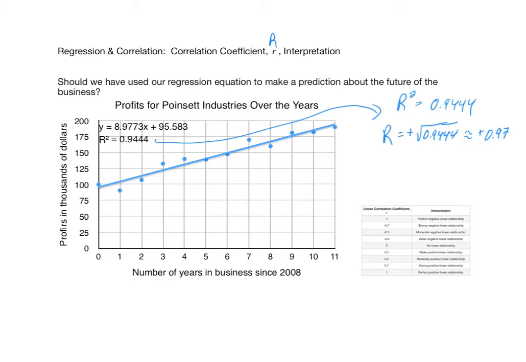Now, should we have used our regression equation to make this prediction in the first place? We used the equation to make a prediction about what the profits would be in 2022, but should we have even done it in the first place? Well, the correlation coefficient and your interpretation of that gives us the answer to this question. If R is 0.97, that falls really close to a perfect positive linear relationship. So it's not perfect positive, so I'm not going to say that it's perfect, but it's close to a perfect positive linear relationship.